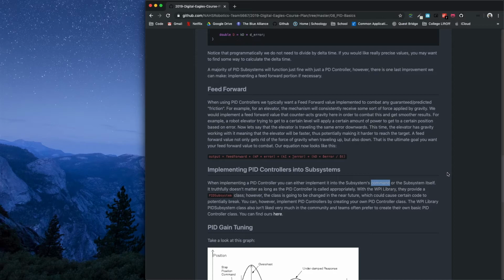So if you're saying that the delta time is 0.02, then I expect the PID controller to be in the subsystem's command, or it should be called in the command. It should be calling the subsystem from the command so that it's being called every 0.02 seconds as appropriate, right? But with the WPI library, they actually provide a PID subsystem class, and we talked about that in the command-based programming video. But that class is actually changing in the near future, sooner than you think actually. January is when they'll be releasing the new WPILib. And from what I've seen, they're making tremendous changes to everything in general.